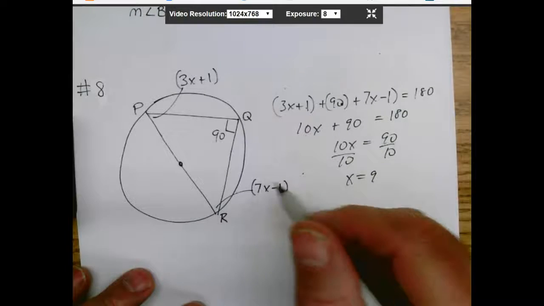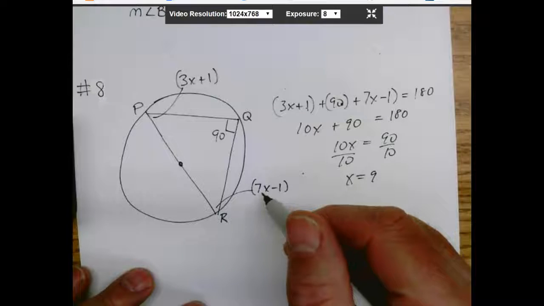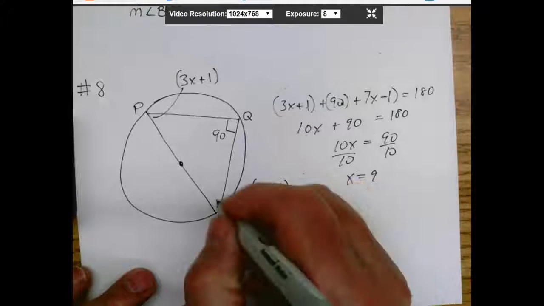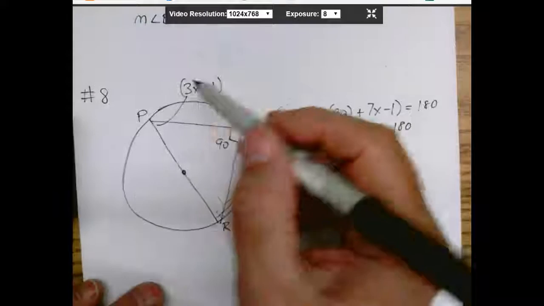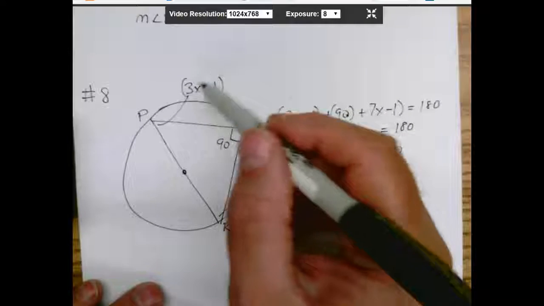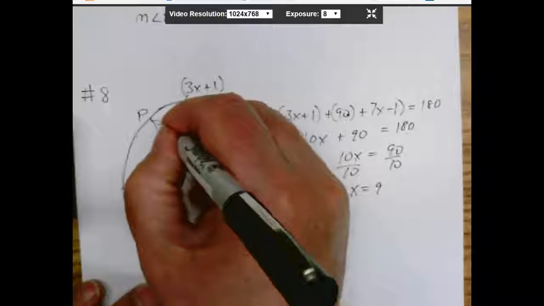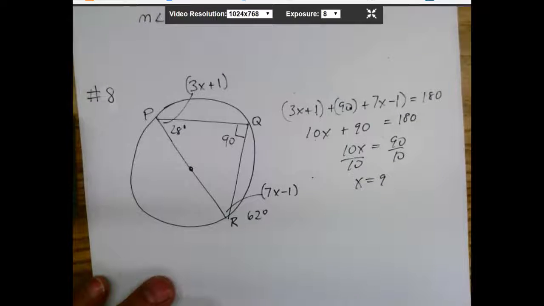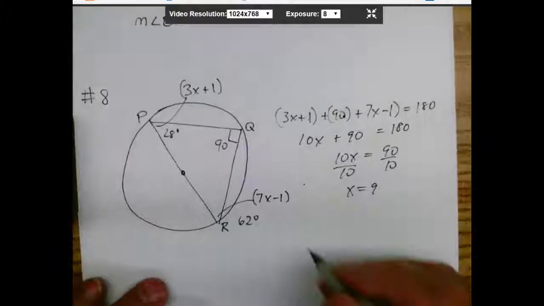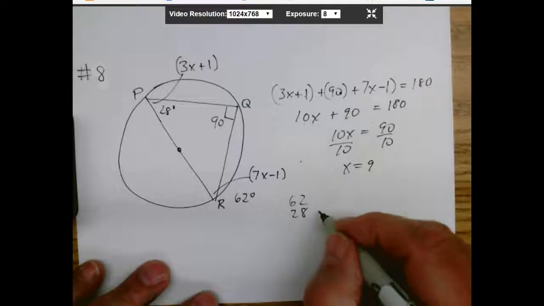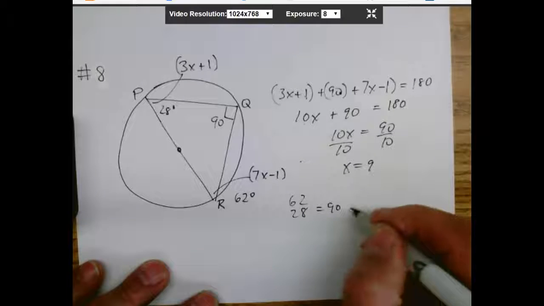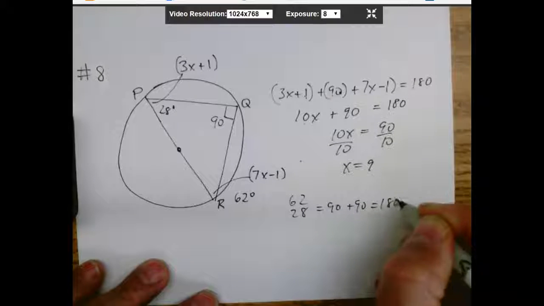We got 9 times 7 is 63 minus 1, so this will be 62 degrees. And then over here, 9 times 3 is 27 plus 1. This is 28 degrees, and we add them all together, we should get 180. So if we go 62 plus 28, that's going to give us 90. The other 90 gives us 180. We got it. It's good to check that when you're done.